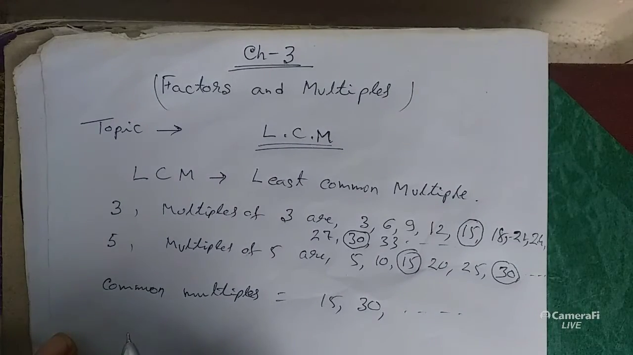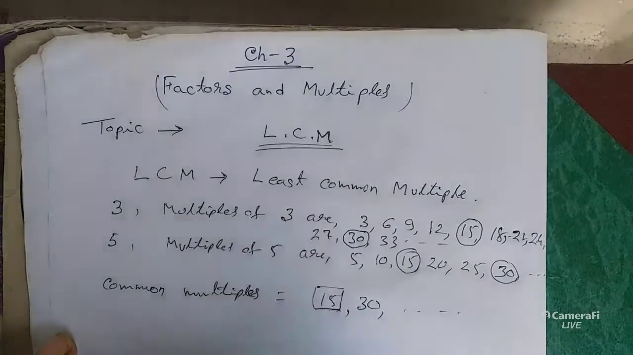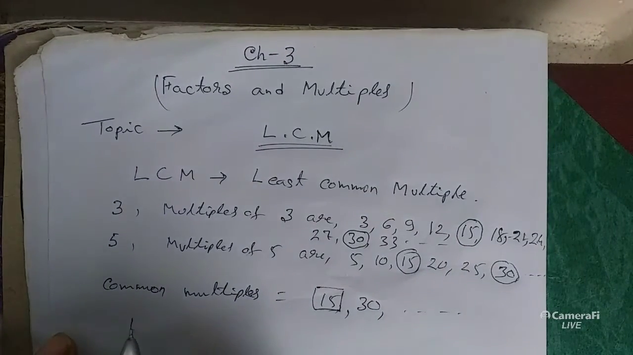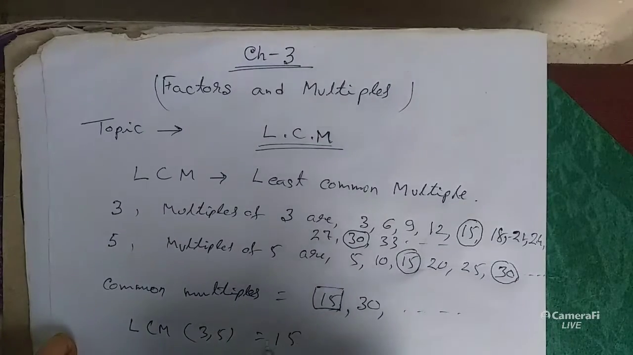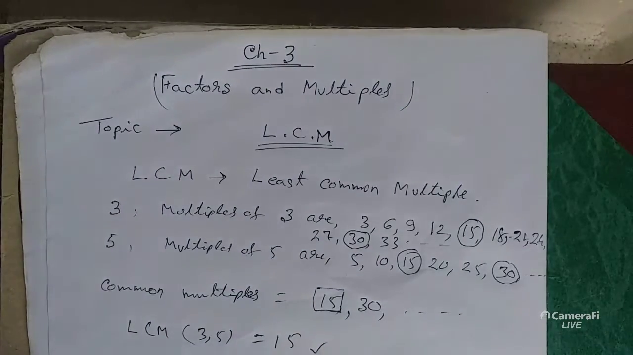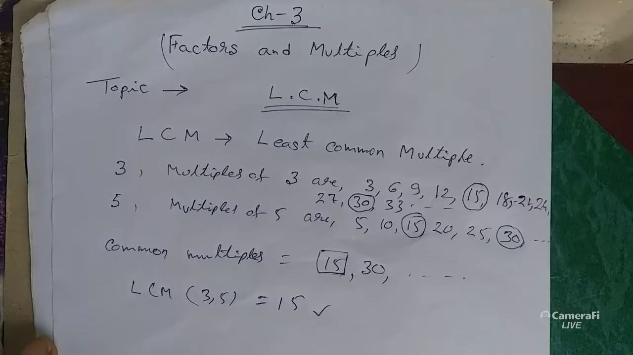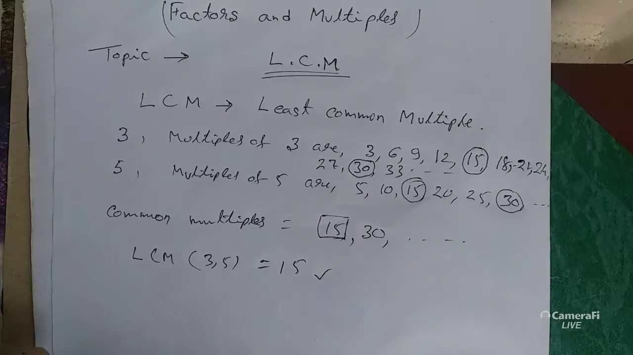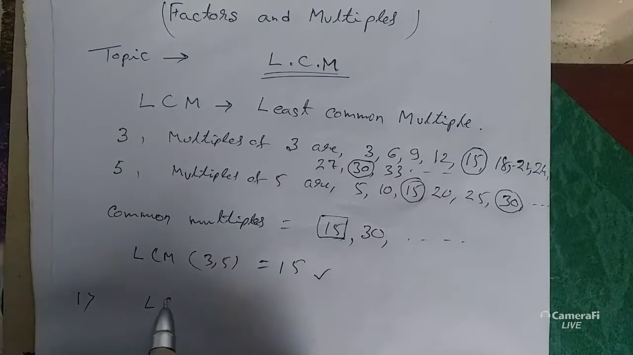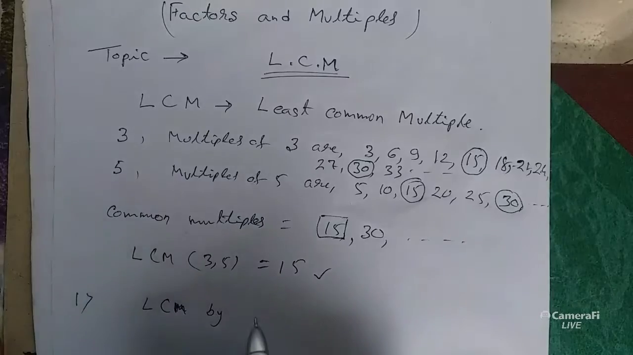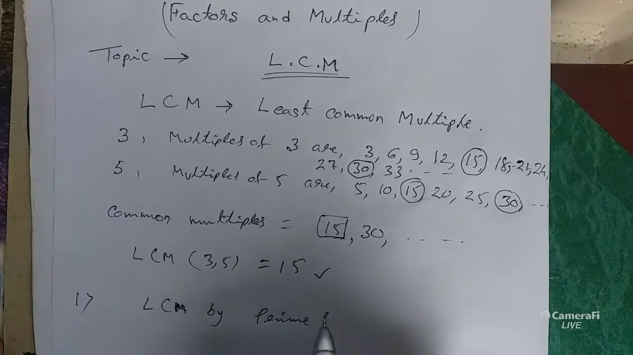Now, we will choose the least among these common multiples. Which one is least? This 15 will be the least one. So, this is the LCM, least common multiple of 3 and 5, equal to 15. So, by definition we get the LCM as 15, but there are some short tricks to find the LCM. We will discuss this. First one is LCM by prime factorization method.